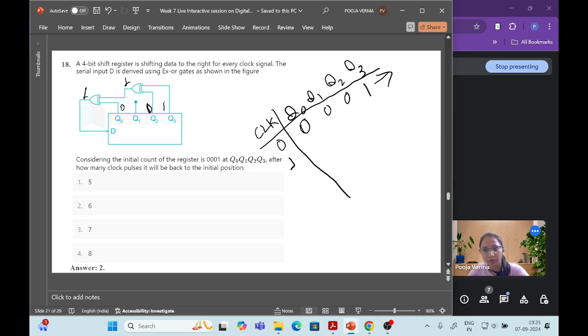The output is the input of the first flip-flop, and it is a D flip-flop. So whatever we give, 0, the output will be 0, and if we give 1, the output will be 1. So that means the output of Q0 will be 1. So 1, 0, 0. Now shift these bits. It is correct, right?